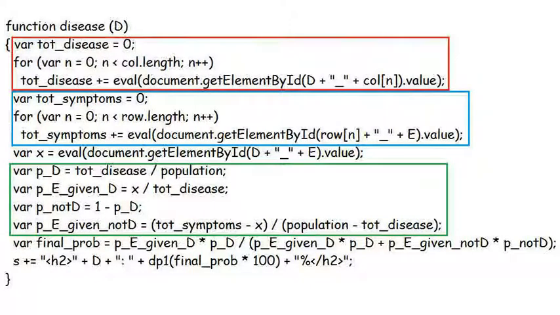Another line calculates the value of x in the equation, which is the number of people with the disease in question and the current list of symptoms. Then the various probabilities are calculated according to those equations which I showed you earlier. You can see them all there, P of D, P of E given D, and so on. It is then a simple matter to calculate the final probability according to Bayes' rule, and to add it to the final diagnosis as a percentage. The function dp1 simply returns the value to 1 decimal place.